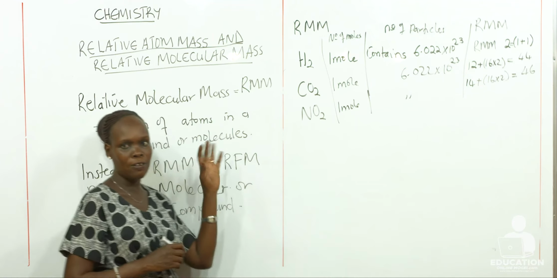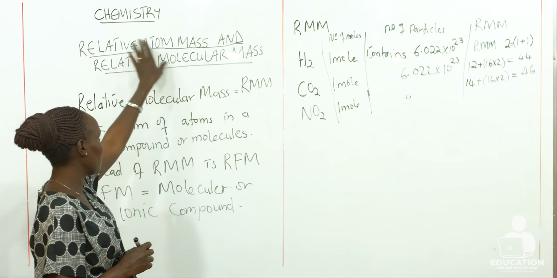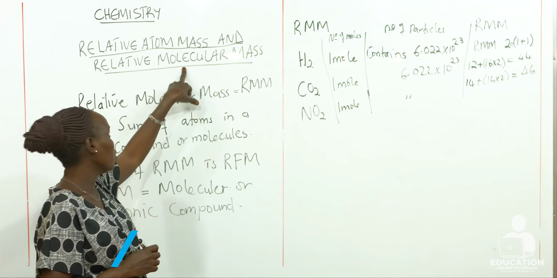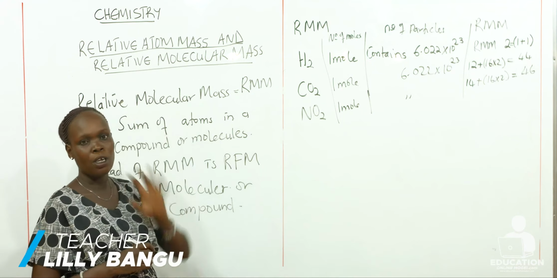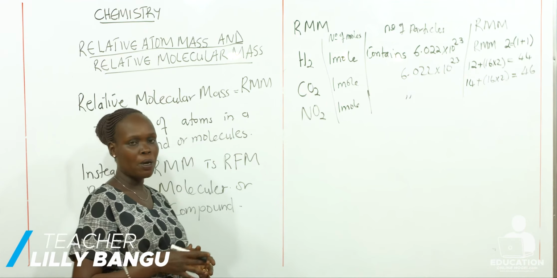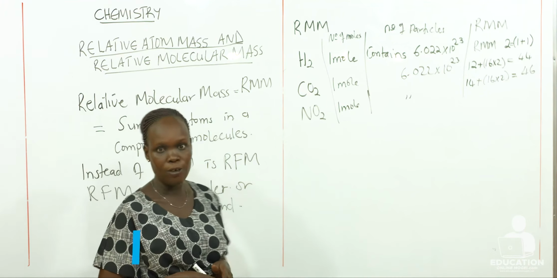So this is the difference between the relative atomic mass, which, as we said, is for atoms, and the relative formula mass, which is for molecules or compounds, either ionic or molecular compounds. So with this, we have come to the end of this lesson.